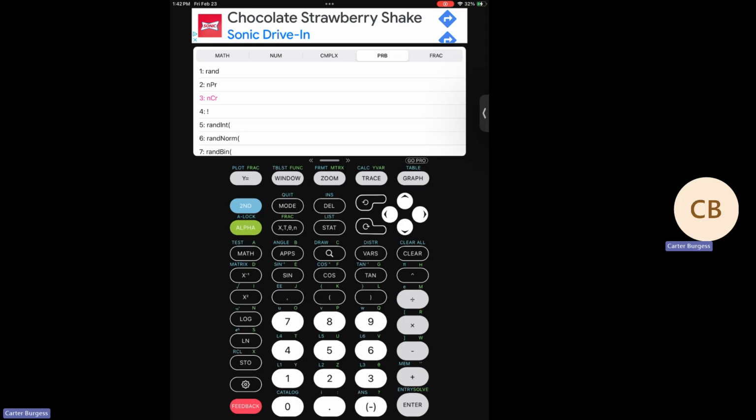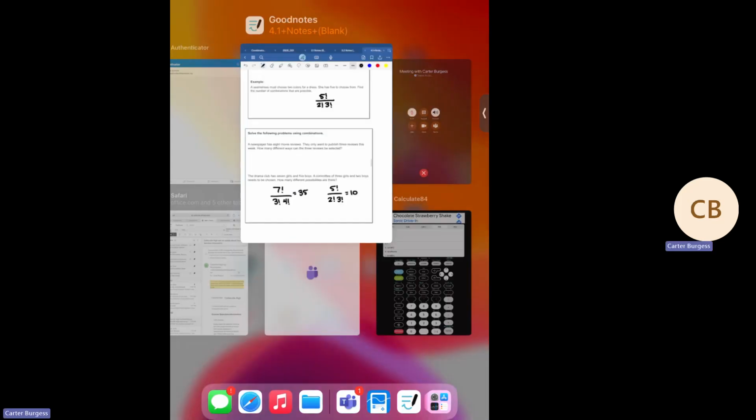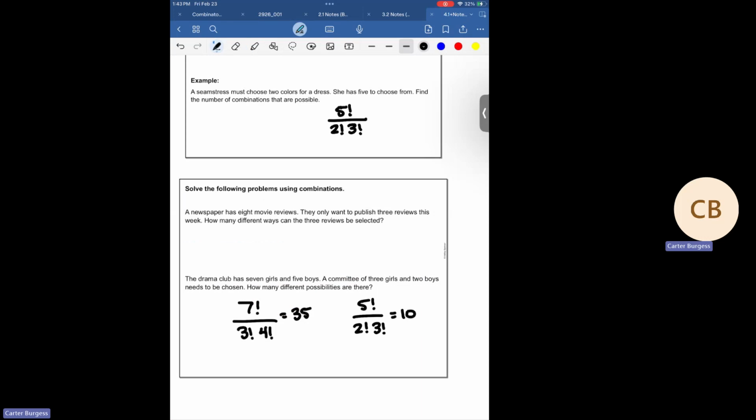So depending on whether you have the TI-84 color, whatever this newer one is, versus the original TI-83 or TI-84, you might have to enter it in a slightly different way. So just mess around with it, figure out what you got to do. Okay, and what did we say we need to do with these two numbers? Multiply them together. So 35 times 10 tells us there are 350 ways to make this committee.